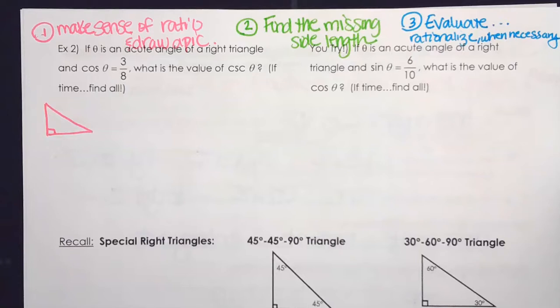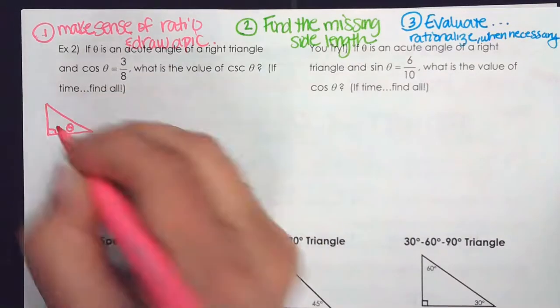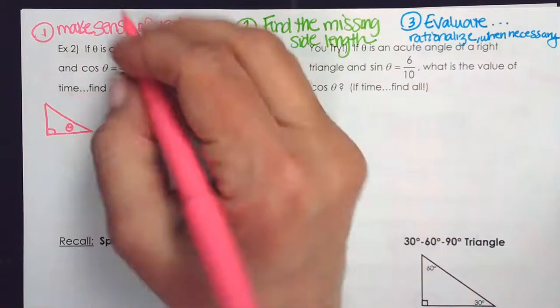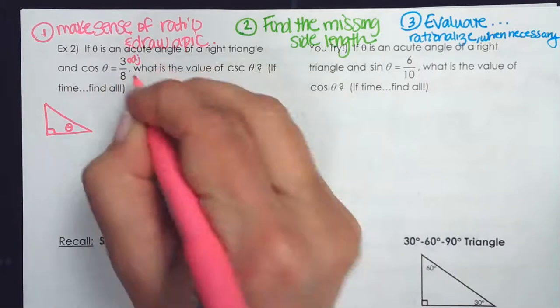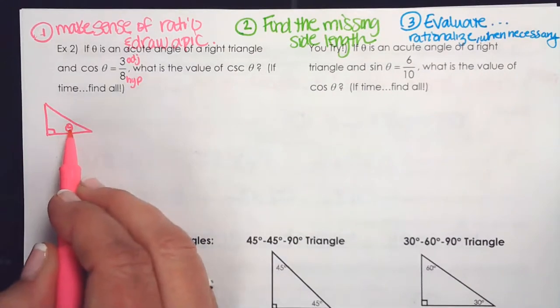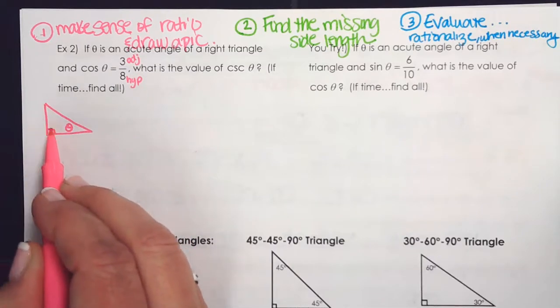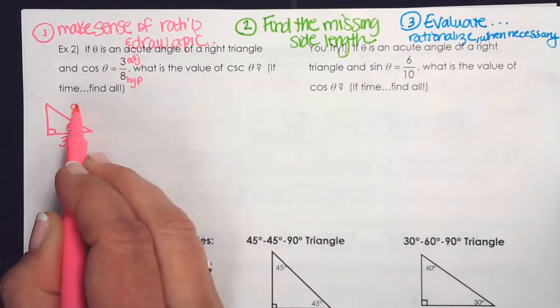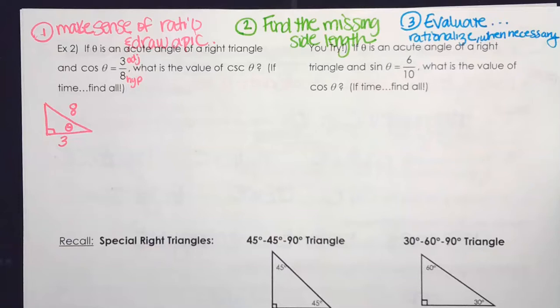And we know that theta is one of the acute angles, so I'm just going to draw theta as one of the acute angles. Now, cosine is adjacent over hypotenuse, and that means I'm going to need to label this triangle in relation to theta. I want the adjacent to be 3. So this is the opposite. The adjacent is 3, and the hypotenuse is 8. So that's the first thing.